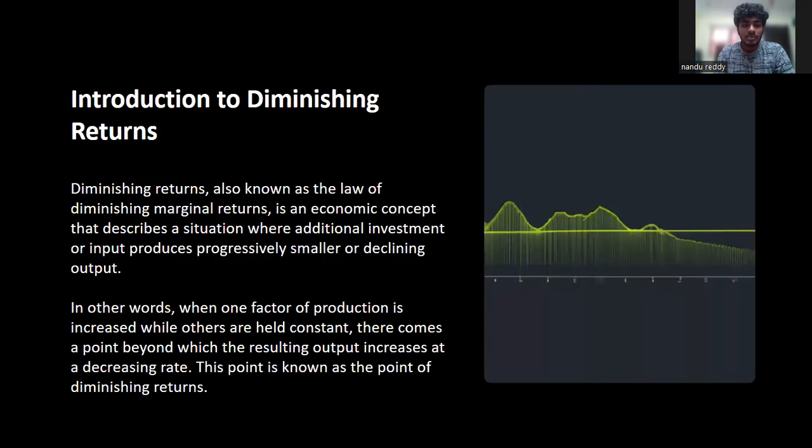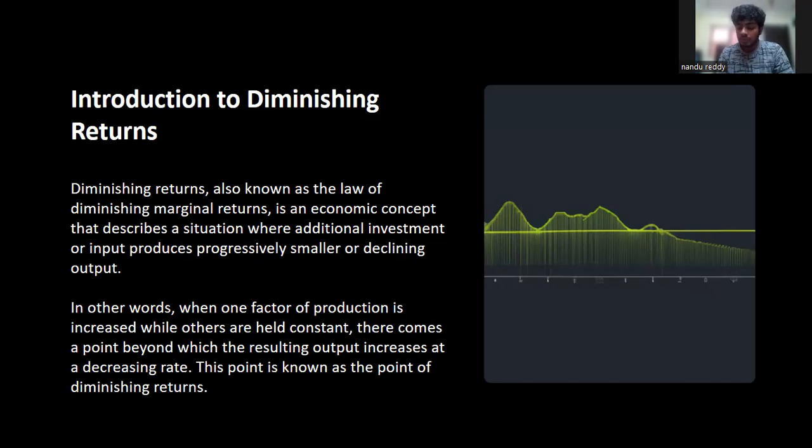Diminishing returns, also known as the law of diminishing marginal returns, is an economic concept that describes a situation where additional investment or input produces progressively smaller output. In other words, when one factor of production is increased while others are held constant, there comes a point beyond which the resulting output increases at a decreasing rate. This point is known as diminishing returns.